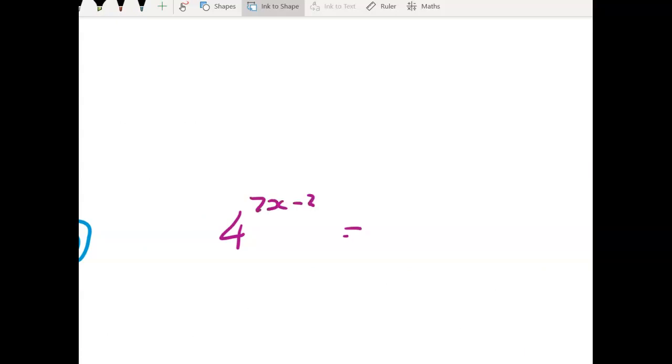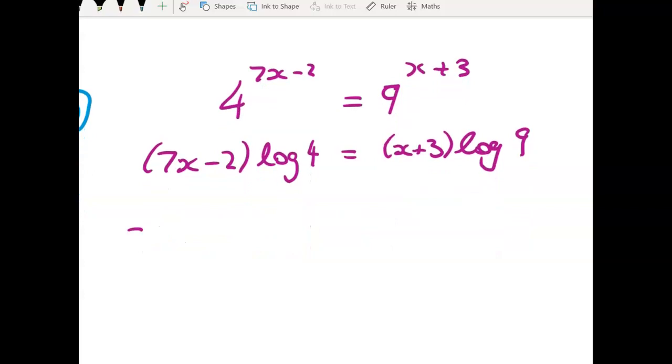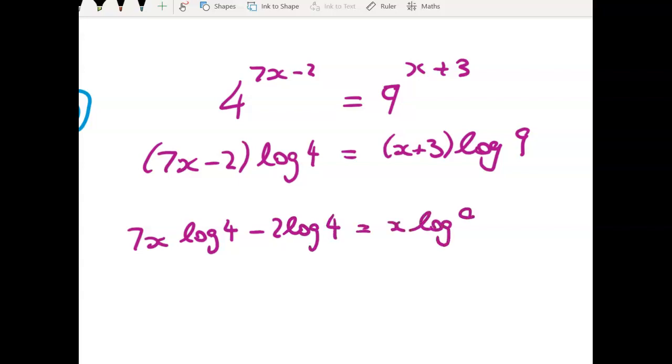4 to the 7x minus 2 is equal to 9 to the power of x plus 3. Take logs of both sides and use the power rule. So we get 7x minus 2 times log 4 is equal to x plus 3 times log 9. Expanding gives me 7x log 4 minus 2 log 4 equals x log 9 plus 3 log 9. Okay, so which ones of those are just numbers? Well, that's just a number. That's just a number. That's got an x in it, and so's that.